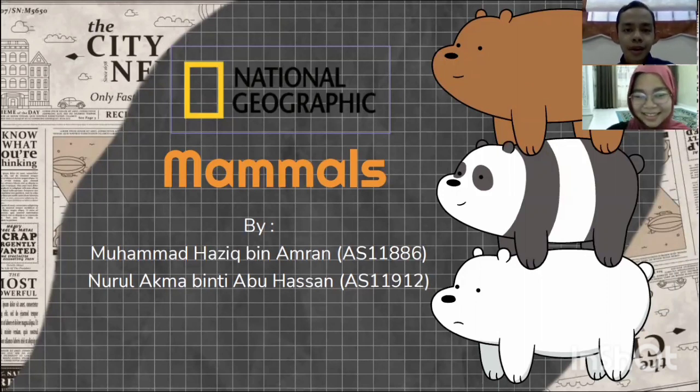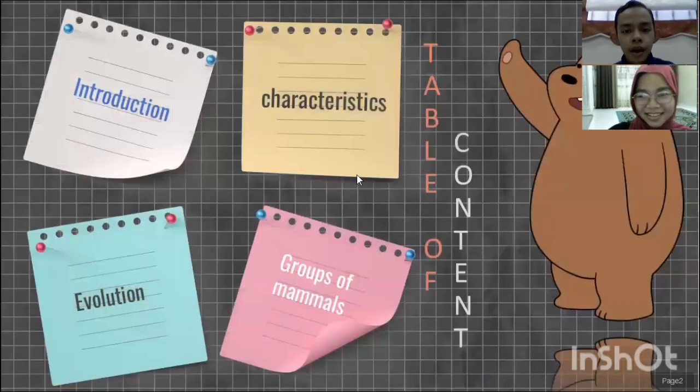And I'm Muhammad HAZIQ bin AMRAN, and today we're gonna present about mammals. So this is our slide. So we have four main contents. First one is introduction, characteristic of mammals, the evolution of mammals, and also the groups of mammals.